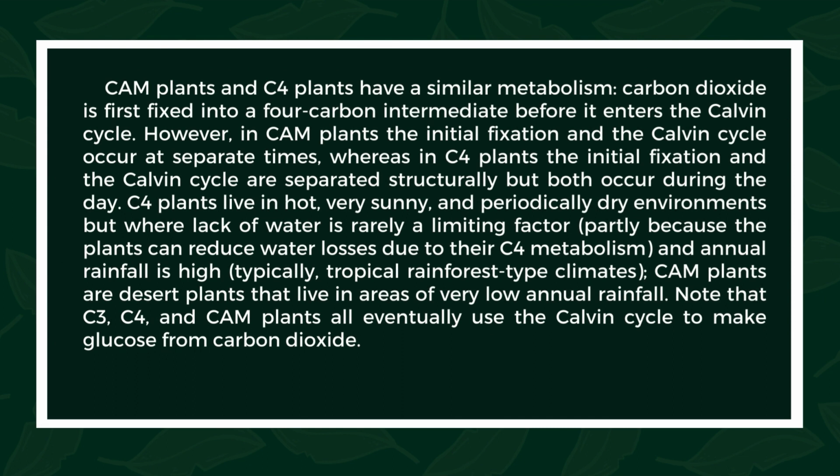C4 plants live in hot, very sunny, and periodically dry environments, but where lack of water is rarely a limiting factor and annual rainfall is high. CAM plants are desert plants that live in areas of very low annual rainfall. Note that C3, C4, and CAM plants all eventually use a Calvin cycle to make glucose from carbon dioxide.